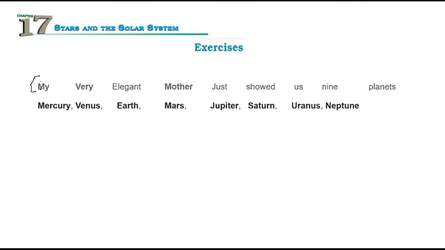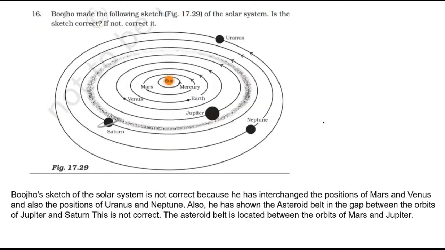So here the first letter M gives us the knowledge that Mercury is the nearest one, followed by V, which is Venus, E is Earth, and so on. And now it is very clear: my very elegant mother, or elderly mother, you can say. So we'll go back to the picture now. In this picture you can see that after the Sun, Mercury has come. So the first one is Mercury.